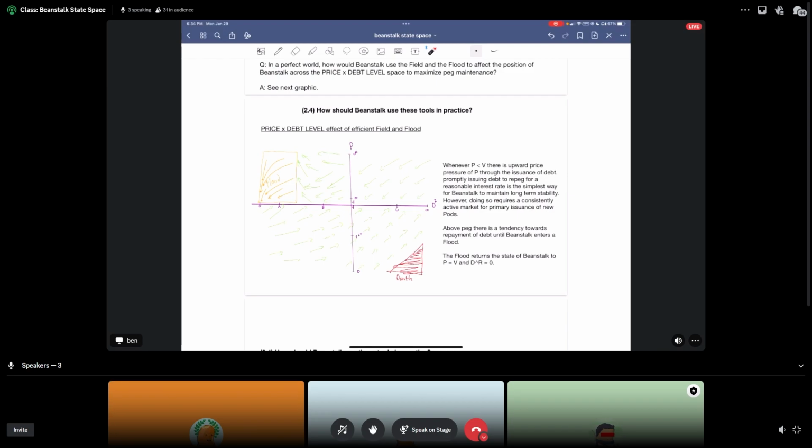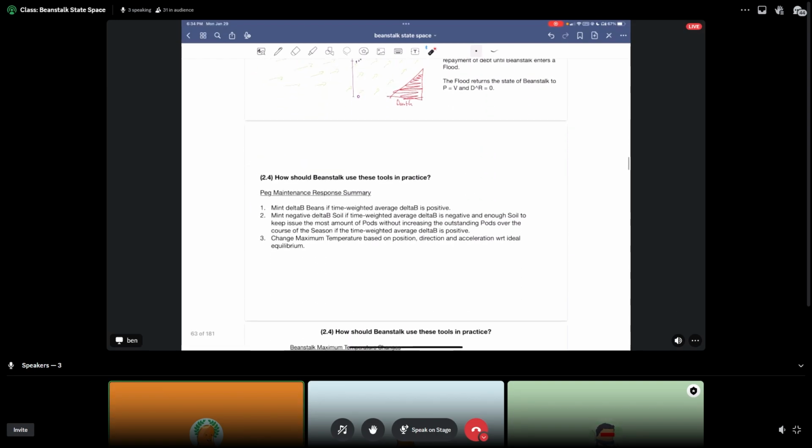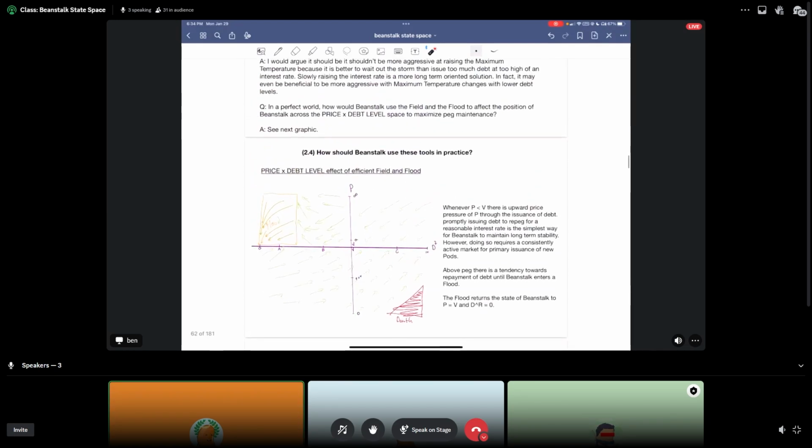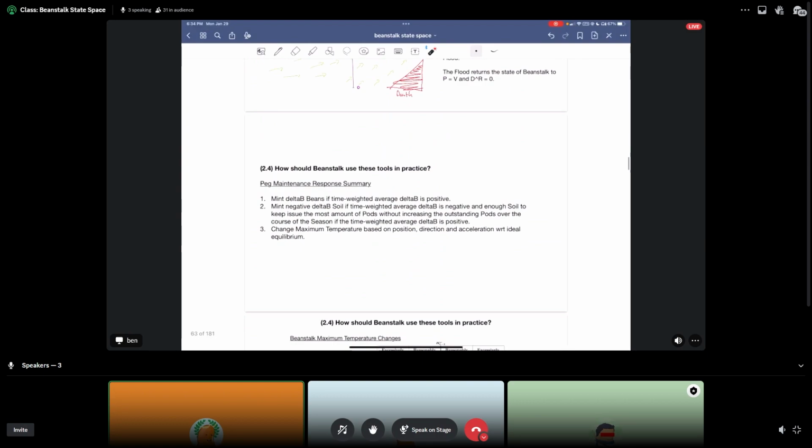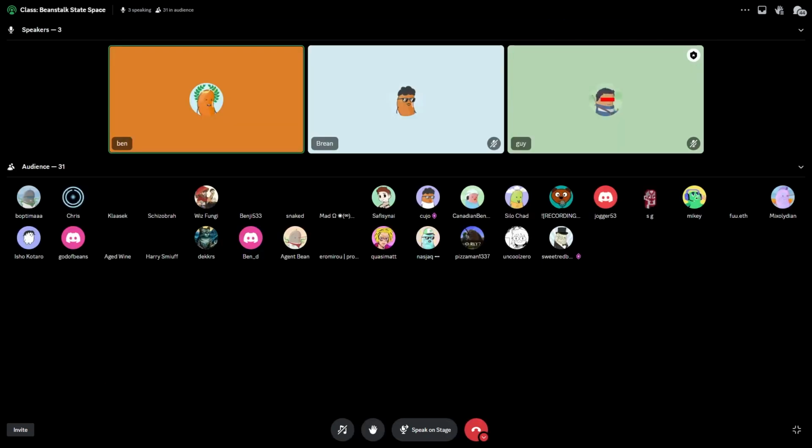I see lots of chatter in the chat. So before we talk about Beanstalk's peg maintenance response, let's see what the gang is chatting about. Quasi-math: I thought the debt level seems to increase the most when the price is below 1, but there's enough faith in the system that people aren't. Oh, we already talked about that. Sorry, Discord confusing me. Oh, we answered all of them. All right, never mind. I don't know why Discord is telling me it's new.